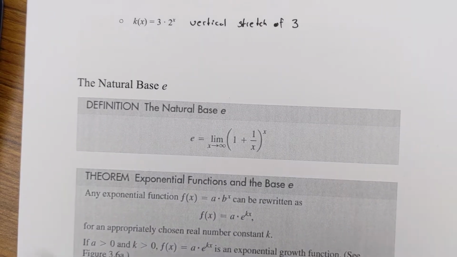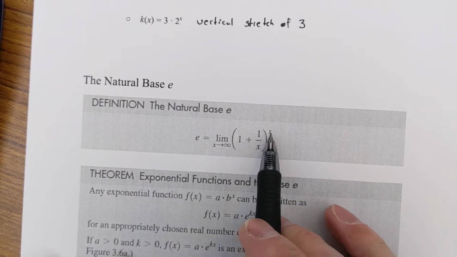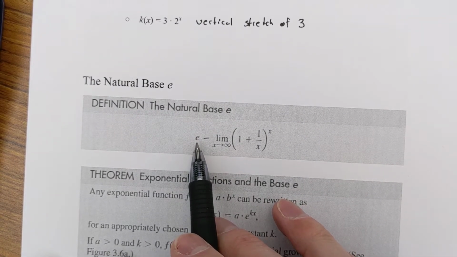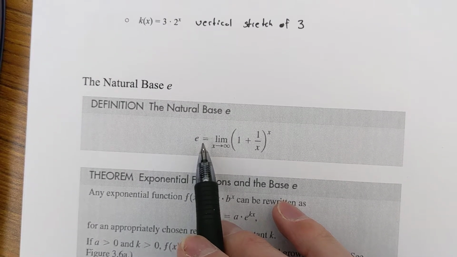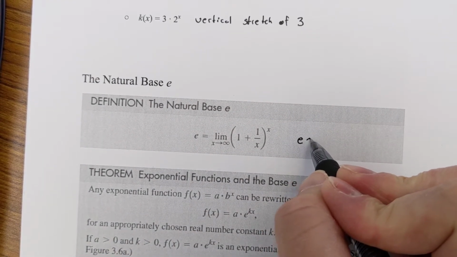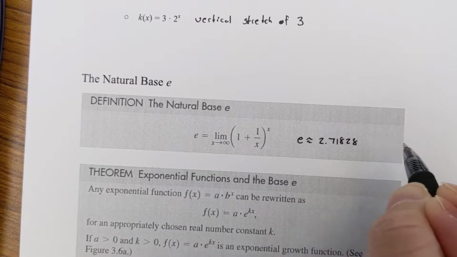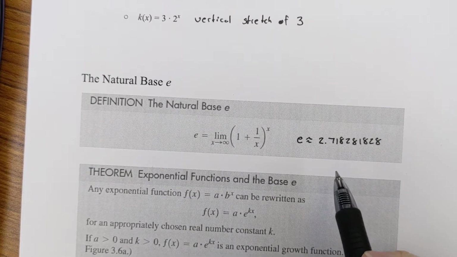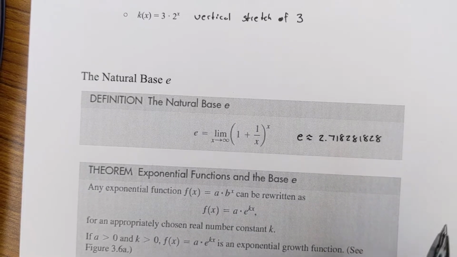Okay, down here, so we got the definition of the natural base. So the limit means as you let x get very, very large, this thing, 1 plus 1 over x raised to the xth, will approximate this value e, which if you want the decimal value for it, e is approximately 2.718281828. Now it looks like there's a repeating pattern, but there's not. E is an irrational number like pi, it never ends.